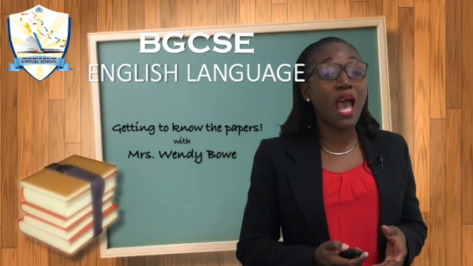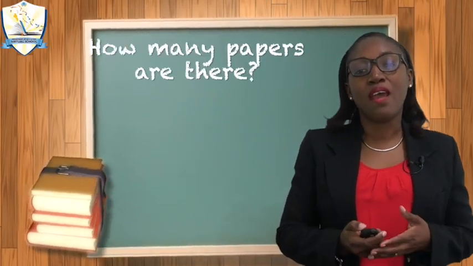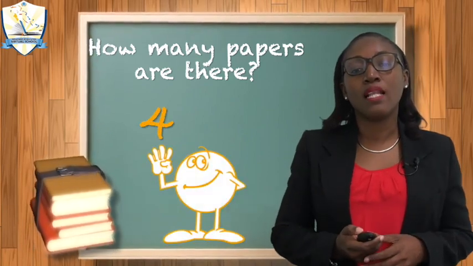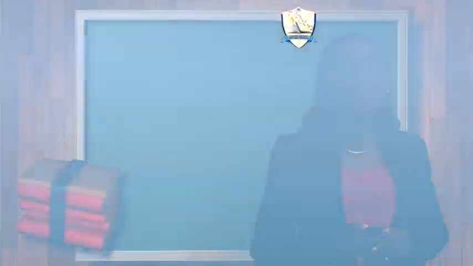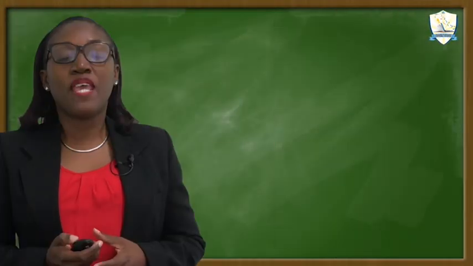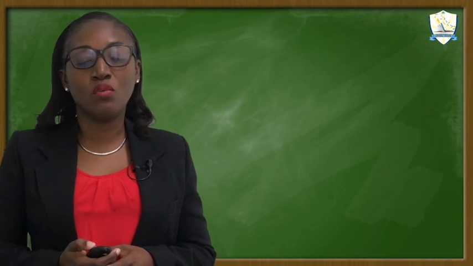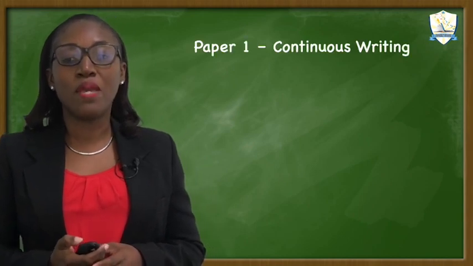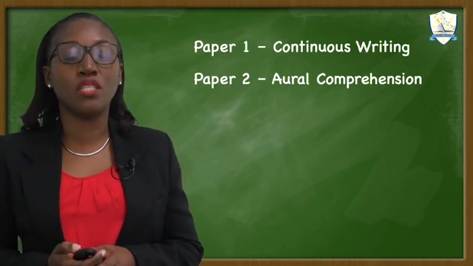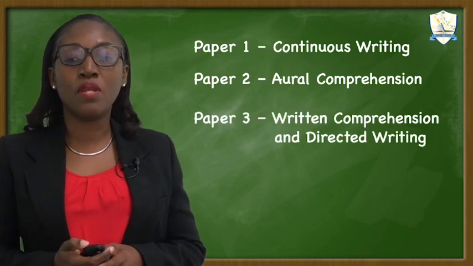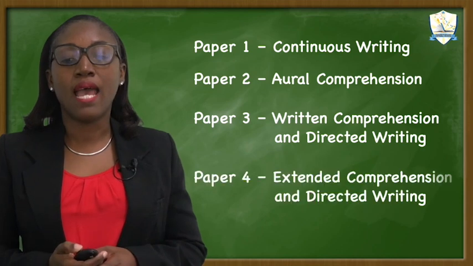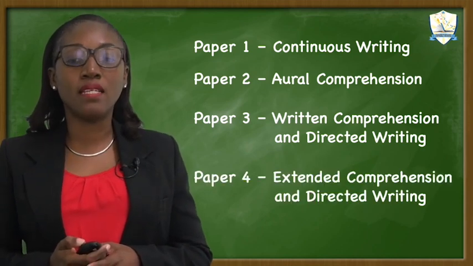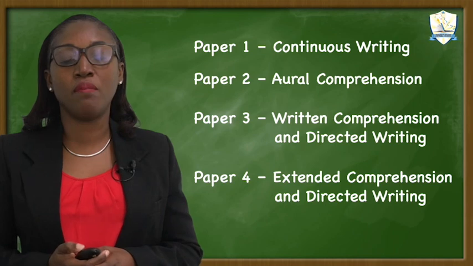Can you tell me how many papers there are? There are actually 4 language papers. Let's look at each one of those papers a little bit more closely. There is first paper 1, the continuous writing paper. Paper 2, our oral comprehension. Paper 3, the written comprehension and directed writing paper. And paper 4, the extended comprehension and directed writing paper.